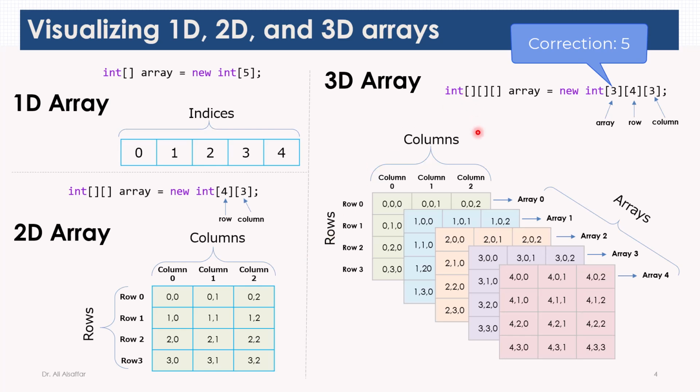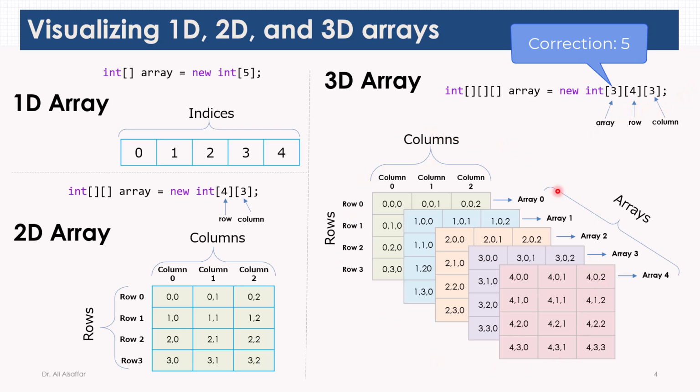Now for 3 dimensions, we have 3 square brackets. The first square bracket is for the first dimension. The second square bracket is for the second dimension, and the third square bracket is for the third dimension. Now, how do we visualize this three-dimensional array? You can visualize it as follows: the first dimension represents an array of 2-dimensional arrays. So, for example, here we have 3. The first array, index 0, is referencing a 2-dimensional array. The second index, which is 1 in this array, is also pointing to another 2-dimensional array.